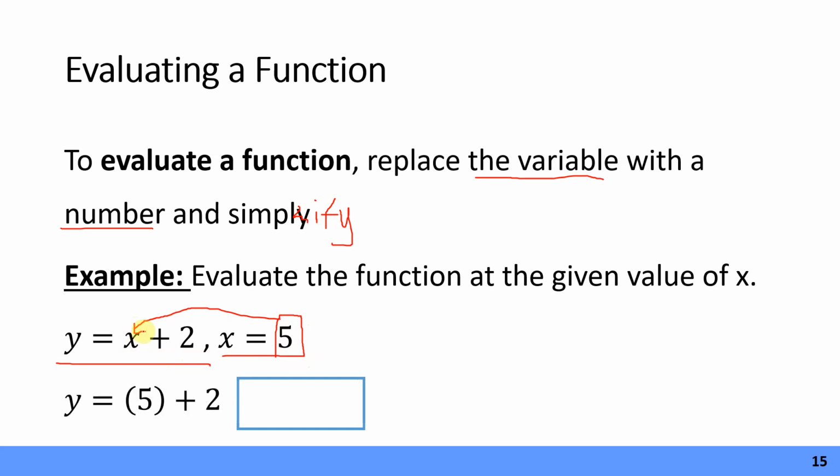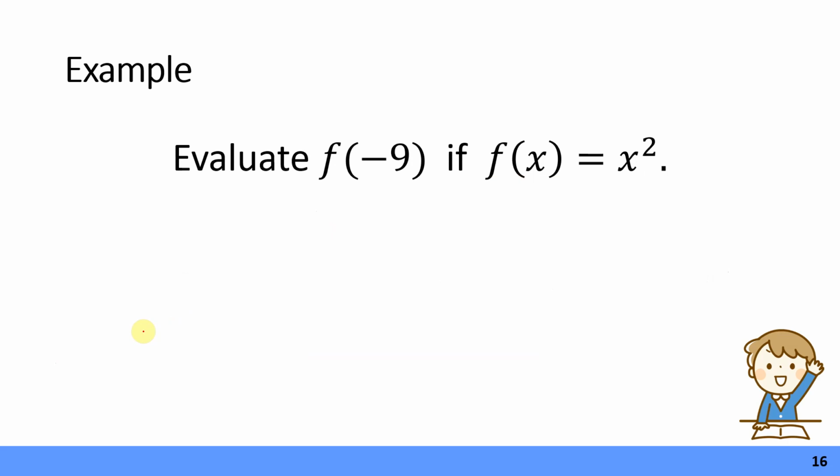So instead of the x, I'm going to replace it with a 5, and then I just simplify, so 5 plus 2 is 7. So that's all you're going to do. So when you see a problem that says evaluate the function, just replace it and solve it or simplify. So let's go ahead and try this one here, right?